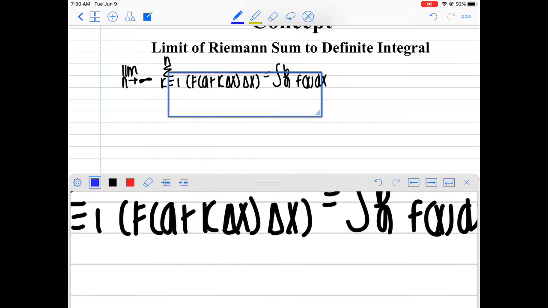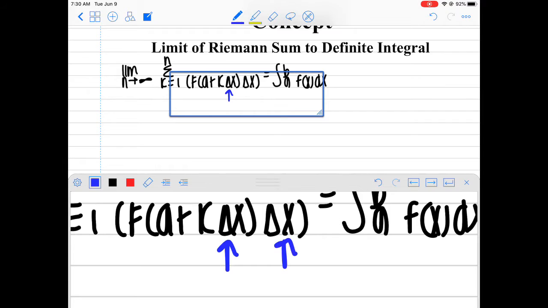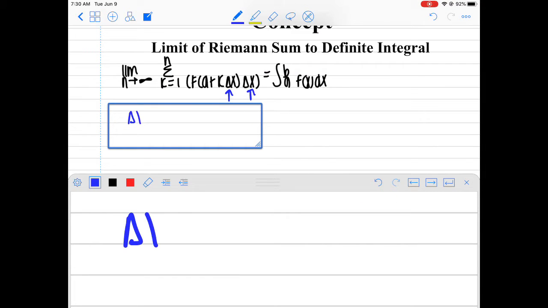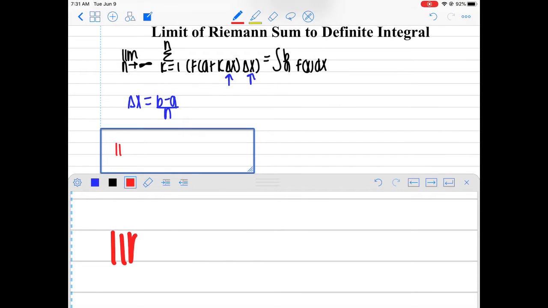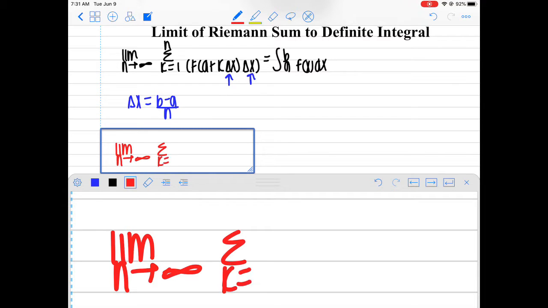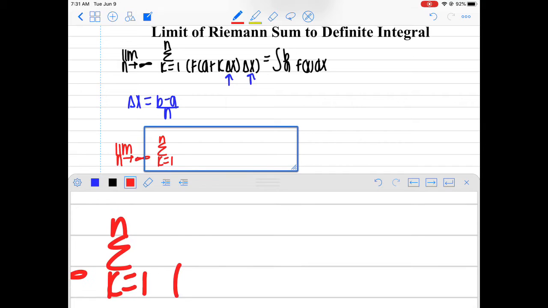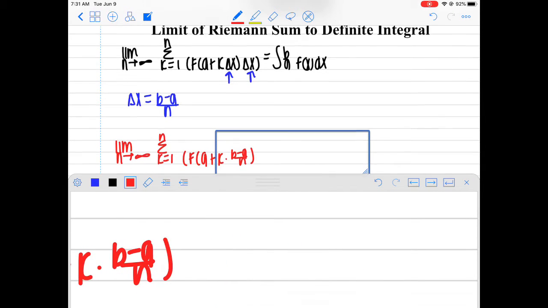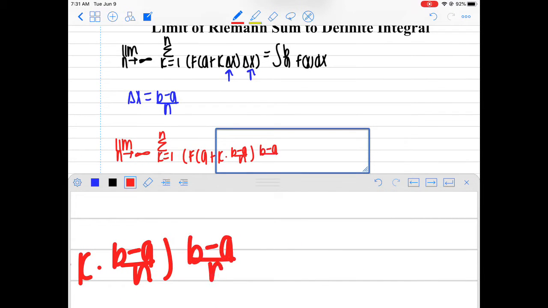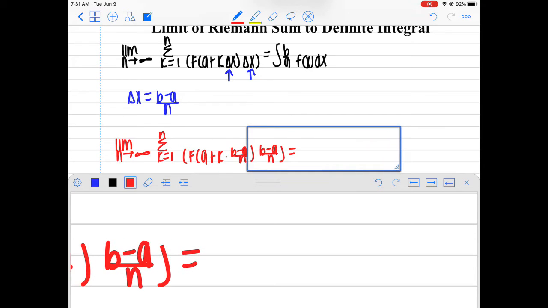This formula can be further broken down since delta x is equal to b minus a over n, which would make this formula now the limit as n approaches infinity of the sum from k equals 1 to n of f of a plus k times b minus a over n, times b minus a over n, is equal to the definite integral from a to b of f of x dx.